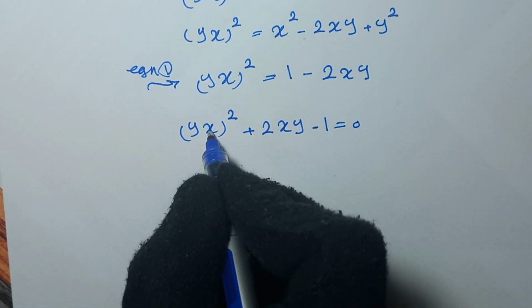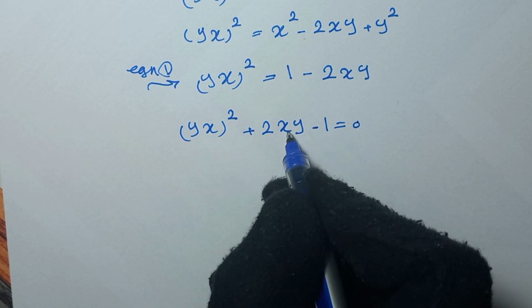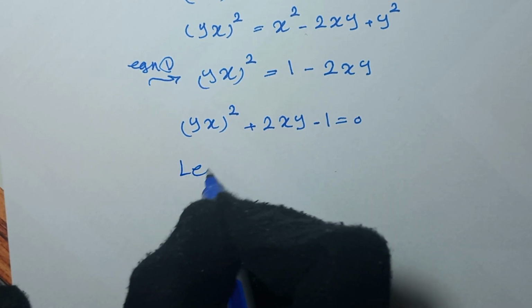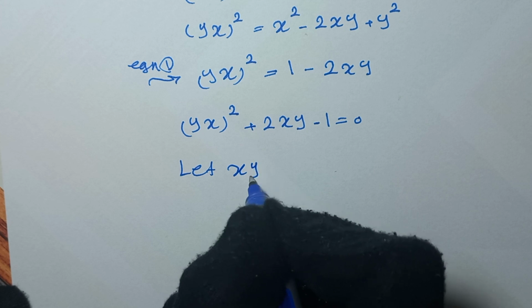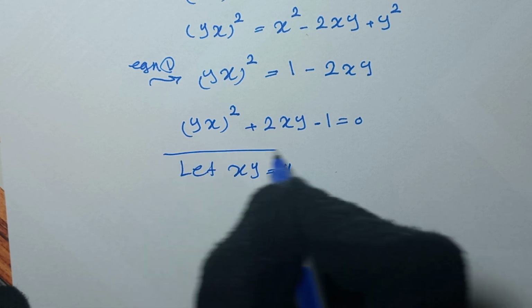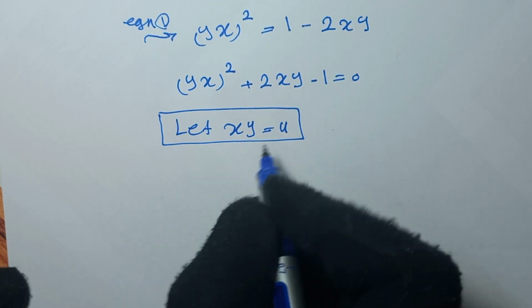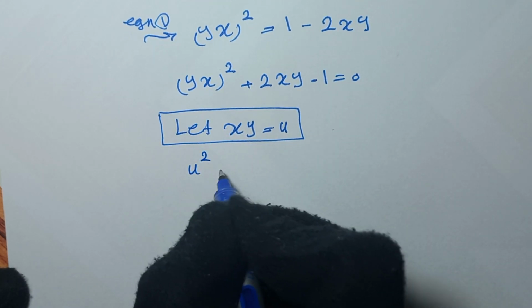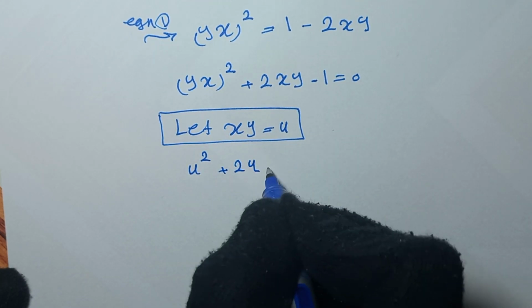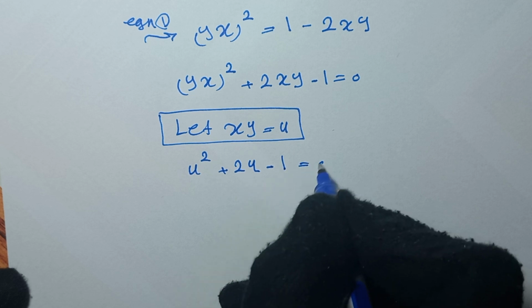Here we have xy or yx, and here we have xy, so we let xy be u. So we rewrite this equation, and it will be u squared plus 2u minus 1 is equal to 0.